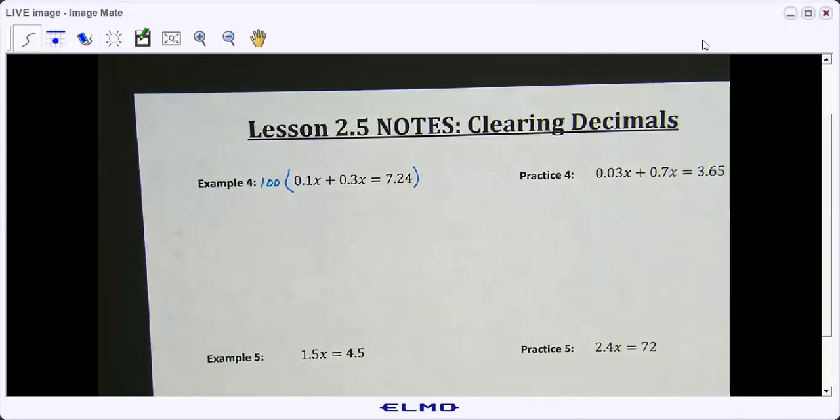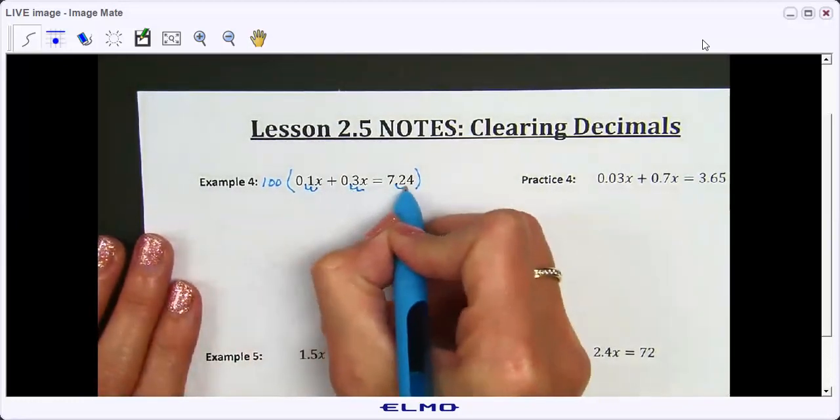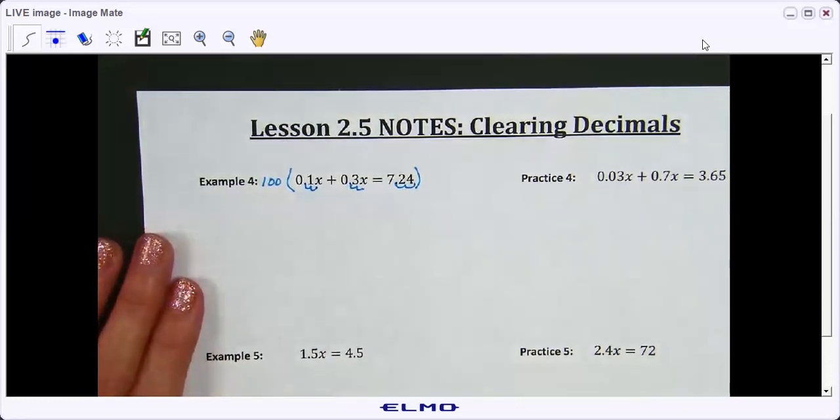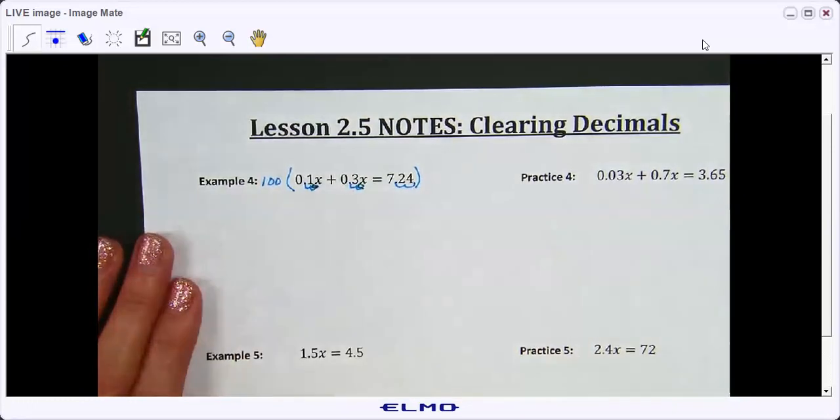You're moving it twice. If you multiplied it by 10, you'd be moving it once. If you multiply it by 1,000, you're moving it 3 times. So I'm going to move my decimal twice on each one of these. And when I do that, I put a 0 in any blank spots. That's kind of hard to see.